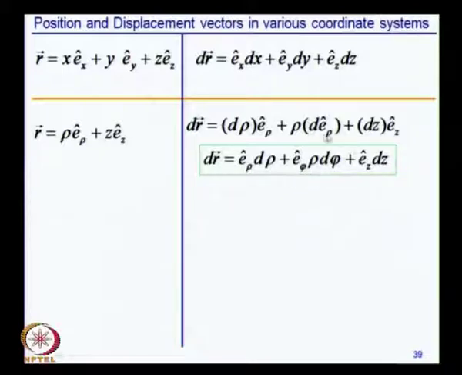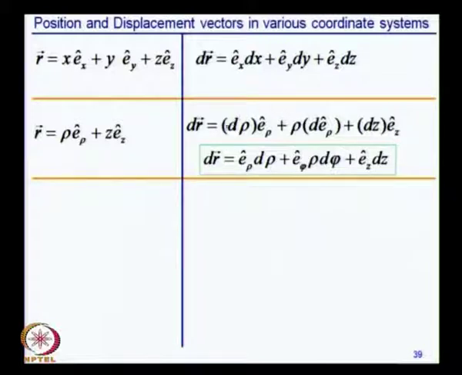Here again this dE rho I get from the rate of change of E rho with respect to phi. It does not change with respect to rho, and with respect to phi it will be d phi E phi. So it is this d phi E phi, this rho comes over here. So this component is E phi rho d phi, and this is the third component. Here again I have written the unit vector first and the increment later.